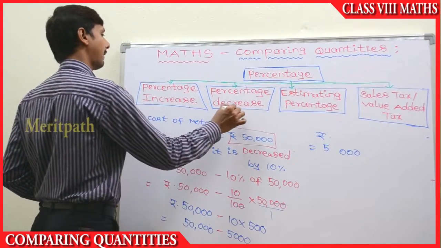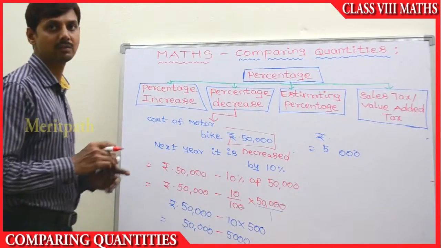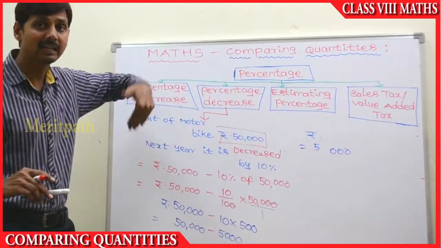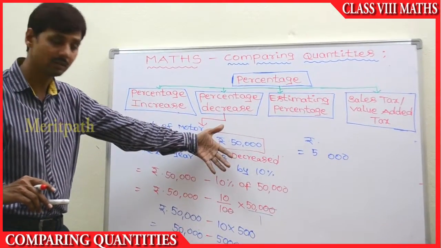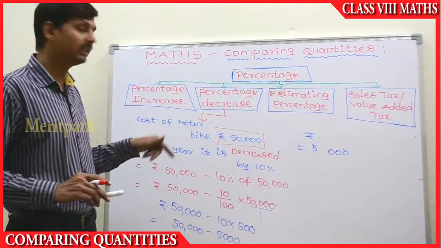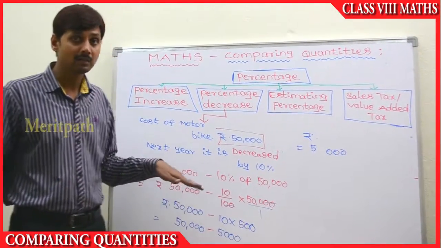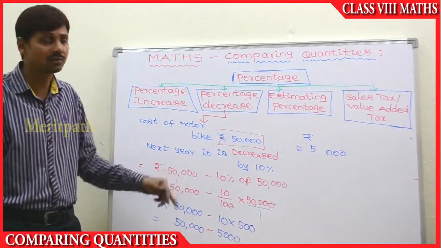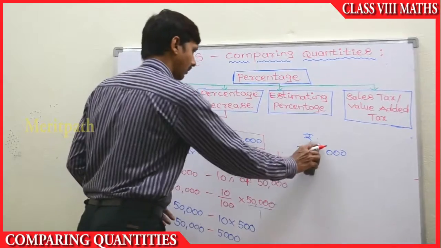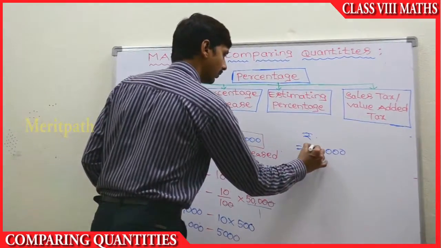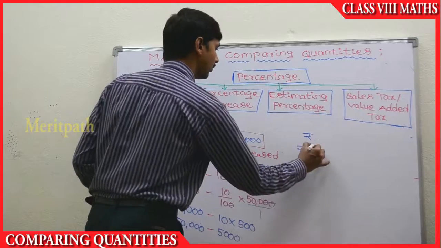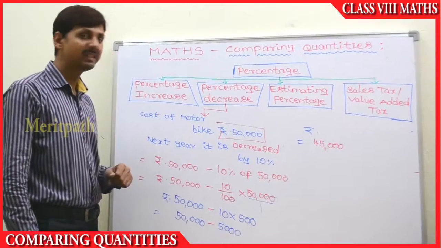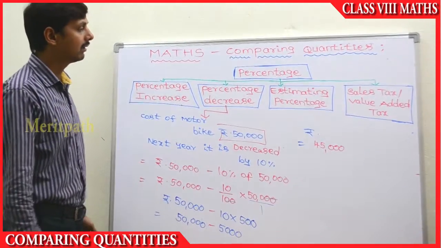So this is the concept of percentage decrease. In percentage increase we took the amount and added it; if it is decreased, we take minus, and we apply the same process. 50,000 minus 5,000 is 45,000. So the cost of the bike next year is 45,000 rupees if it decreases by 10%.